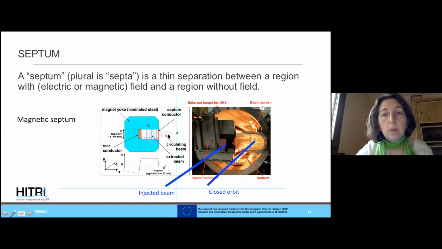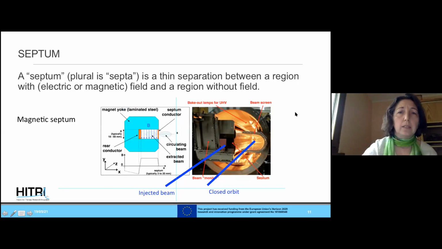So the circulating beam is on this side, and here is the area with the field, and this field now is generated by a magnetic field. It's always bending the particle. And you see it here, this is the vacuum chamber of the synchrotron, and this is the injected beam which gets deviated in order to then join the circulating beam, and this is the septum. This is a magnetic septum.